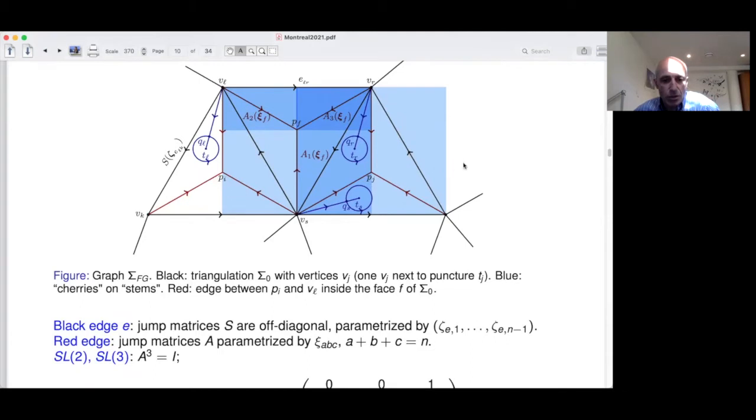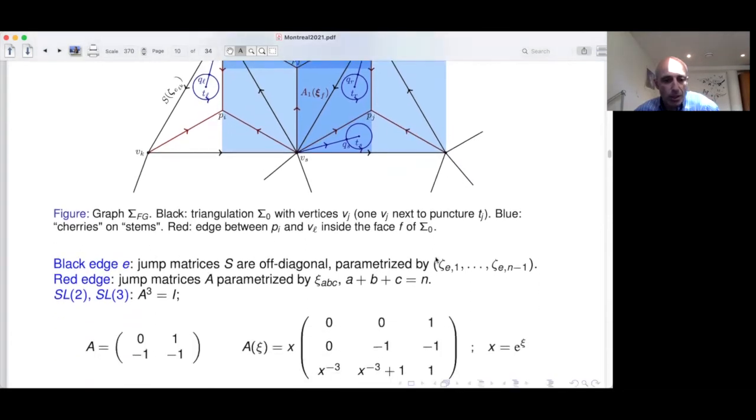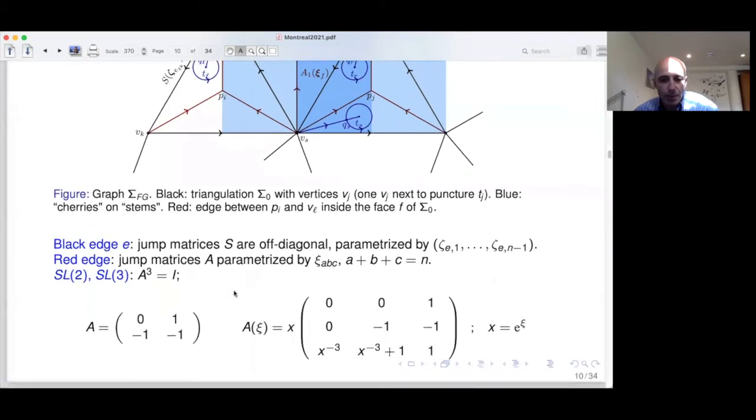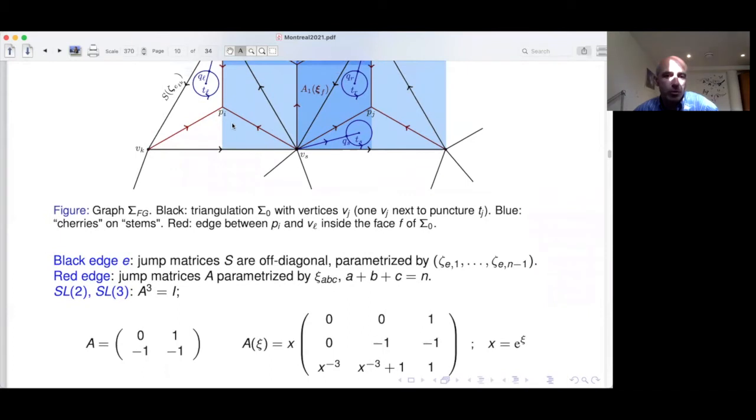On these red edges, one introduces the matrices, which in the 2 by 2 case are this. So there are no variables sitting there. There are no variables associated to these points in 2 by 2. In 3 by 3, there is one variable x corresponding to each point P, right? And this matrix also satisfies the relation A cubed equals 1. You see, what is A cubed equals 1? It's just the condition of triviality of monodromy around this point.